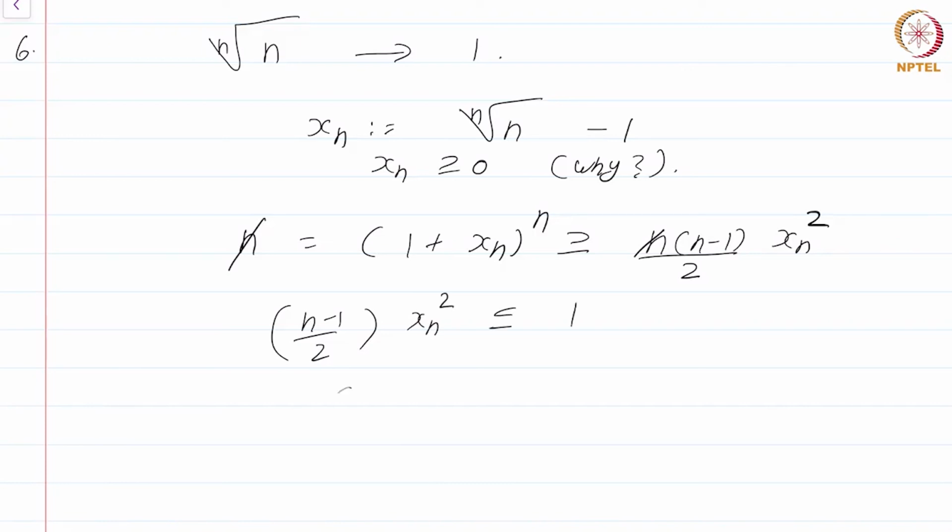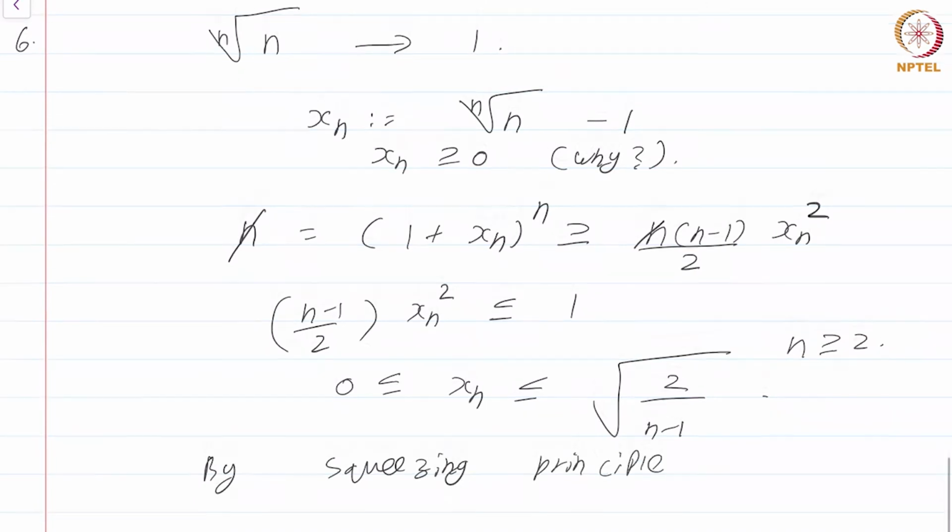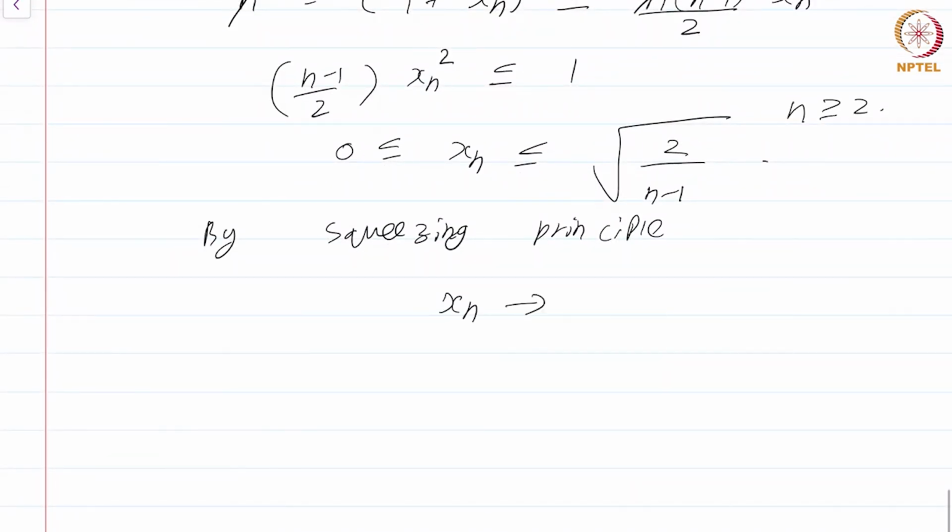In other words, 0 is less than or equal to xn is less than or equal to under root 2 by n minus 1. Okay? This will be valid whenever n is greater than or equal to 2. We have to be a bit careful because when n equal to 1, the denominator becomes 0 and this quotient doesn't make any sense. So, again by squeezing principle or squeeze theorem, xn converges to 0. Okay? Hence, nth root of n converges to 1.